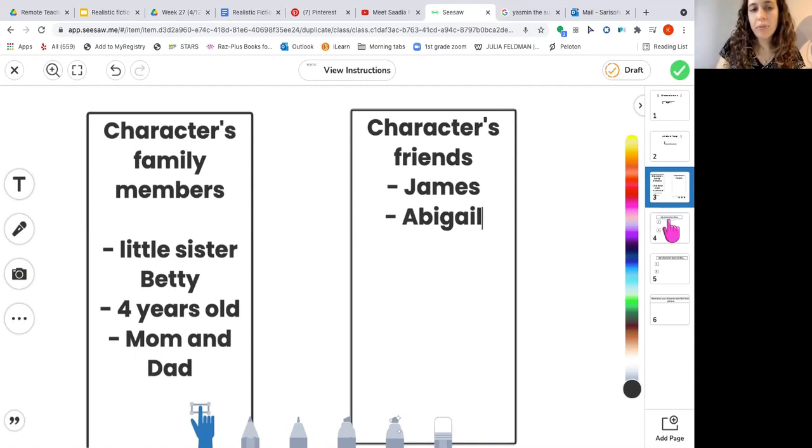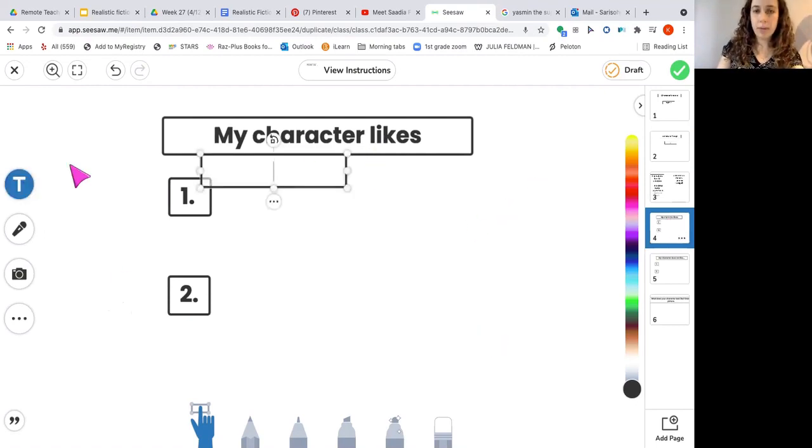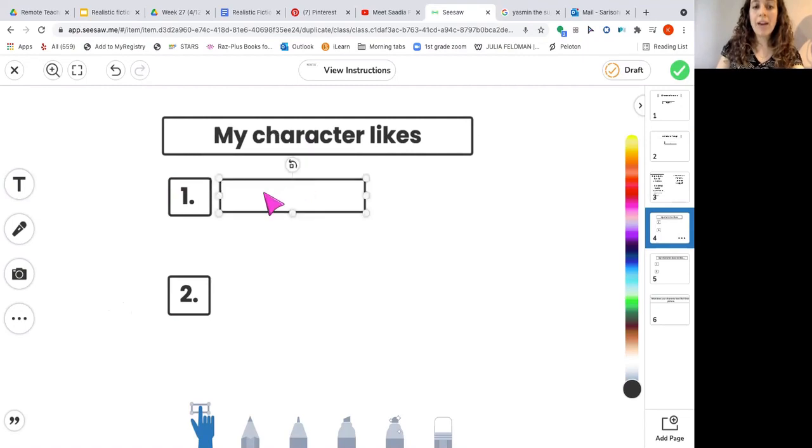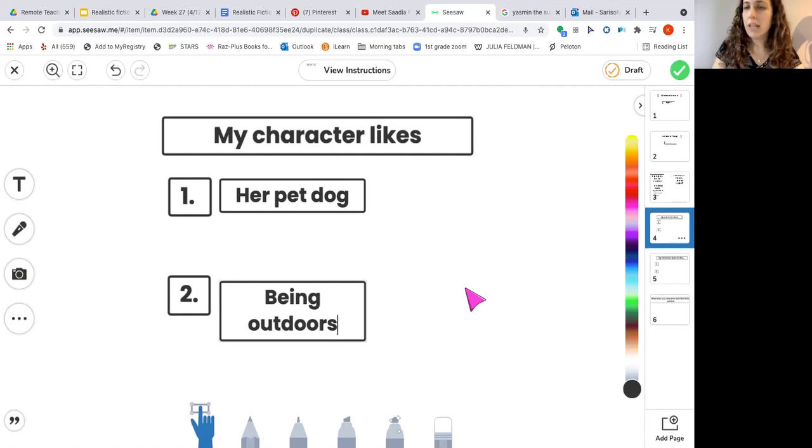Now, let's move on. What are some things that my character likes? And I'm going to think back to my own identity. What do I like that I might want to give to my character that's really important to me? Well, my character is going to love her pet dog. That's what she's going to like. And she's also going to like being outdoors, like being outside in nature.